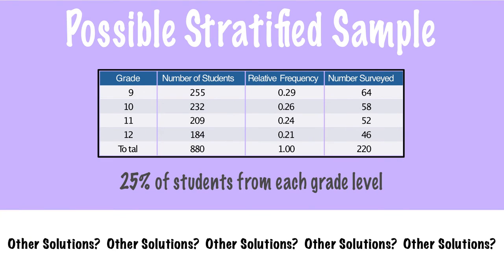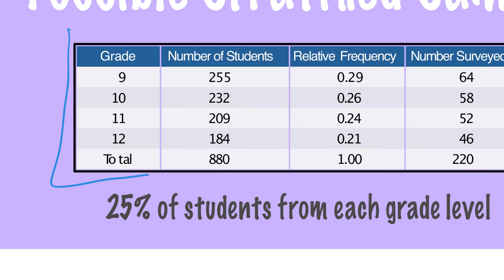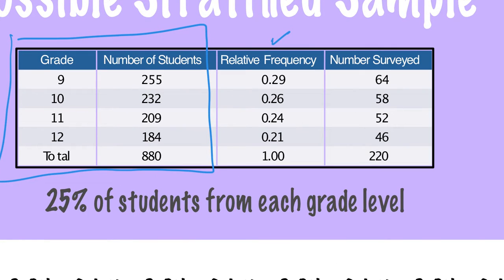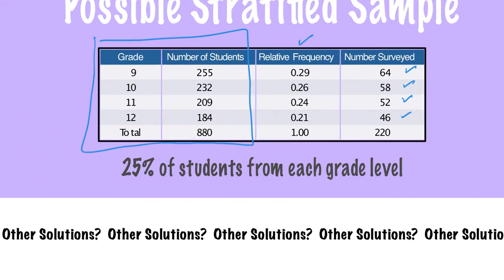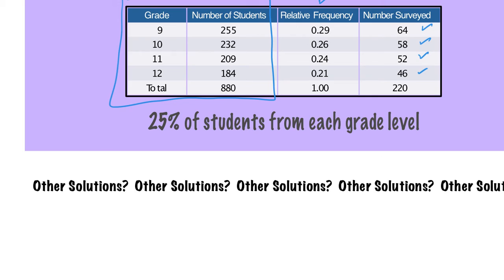Taking those same values, you can see the original chart. We now have the relative frequency. And then we take 25% of each, and there is our number. So 25% of students from each grade level. Other possible solutions, you could do this by gender or by age. There's probably a couple other ways you could do it as well, but those are some examples.